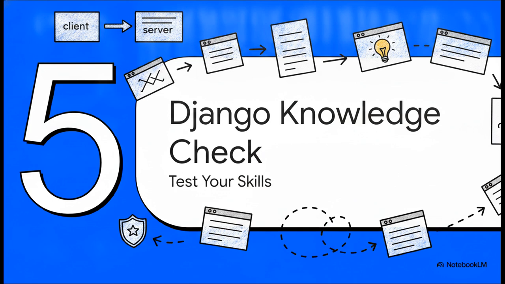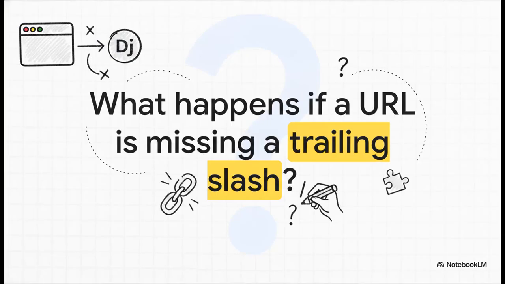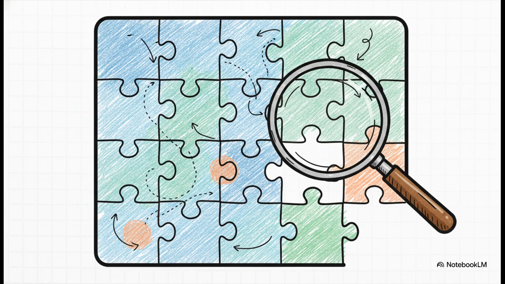Awesome. Section 5, Django Knowledge Check. All right, let's dive into some quick interactive flashcards to test what we've learned so far. Question 1. Imagine you're typing a URL into your browser, but you accidentally forget the trailing slash at the end. What does Django do if your URL conf route explicitly demands one? Take a quick guess. The answer? It gives you a 404 error page.